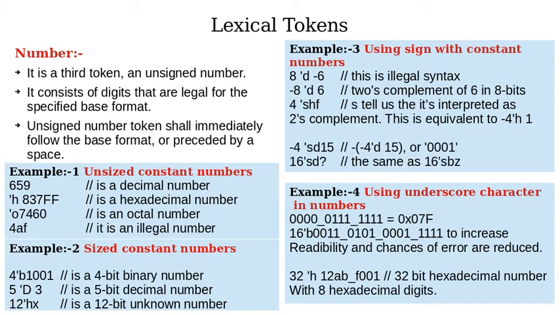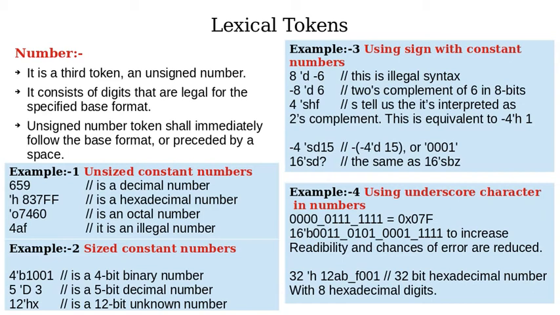Similarly, in the second example, we can see it is a sized constant number. Here we can see that in the first example, 4 apostrophe B1001 is a 4-bit binary number. Similarly, 5 apostrophe capital D3 shows that this 3 is represented by a 5-bit binary number. And similarly, X is an unknown, so there are 12 X's in this number.